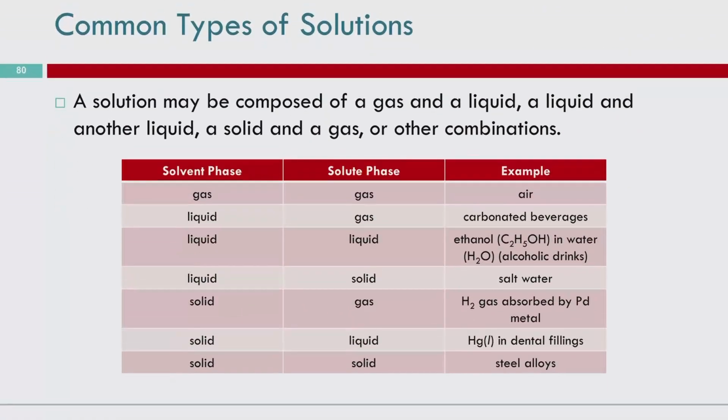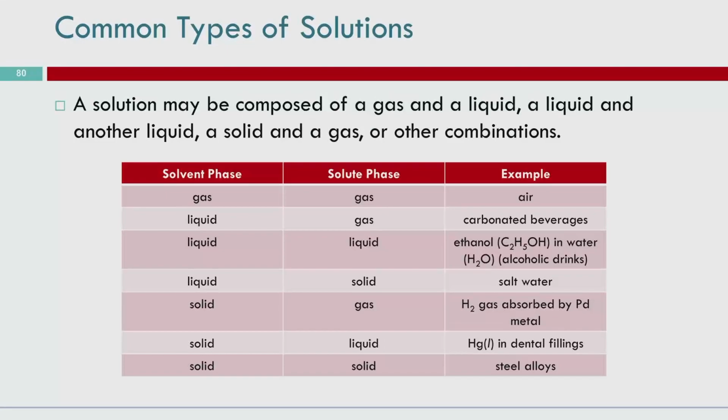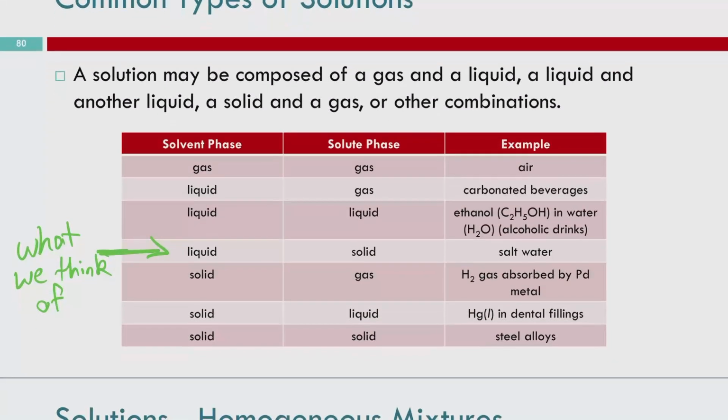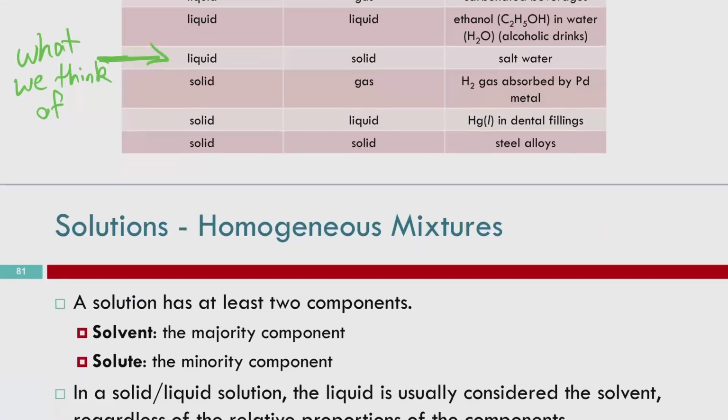There's a lot of different types of solutions. So all that we're looking at here on the graph, all that I'm trying to show you is that we can have lots of different, what's called a solvent phase and solute phases. So we can have lots of different combinations. Usually what we think of is a solid dissolved into a liquid. But there are lots and lots of other examples of things that are solutions. Solids dissolved in solids, liquids dissolved in liquids, gases dissolved in gases.